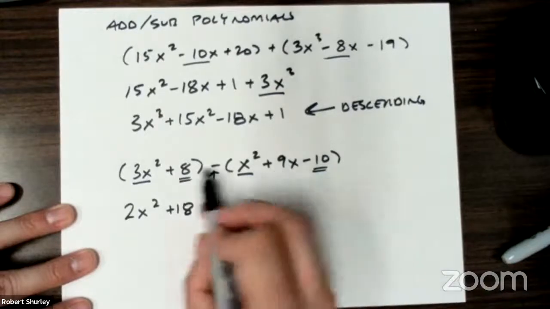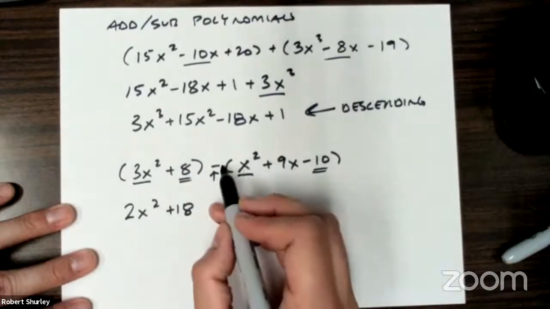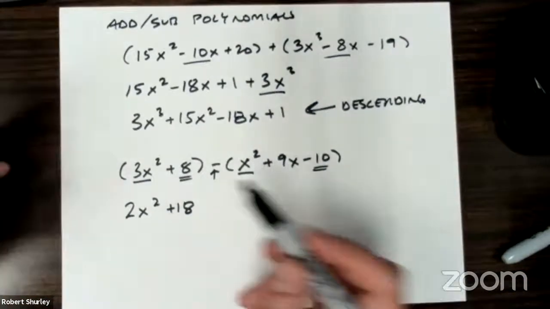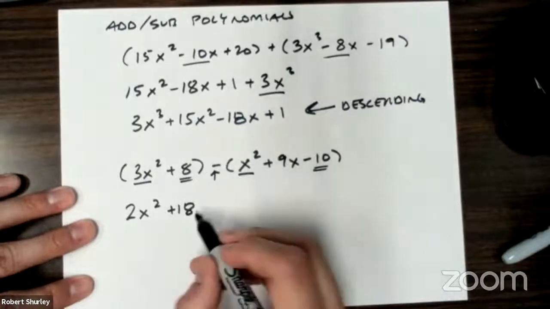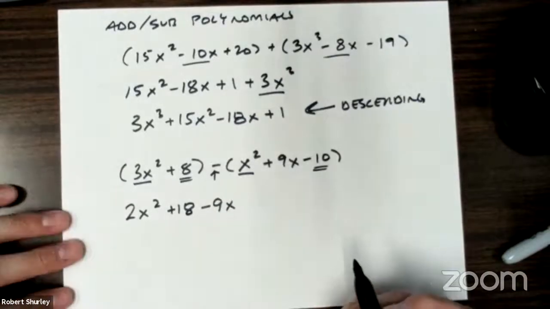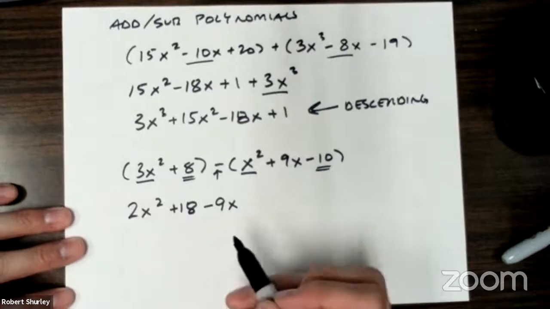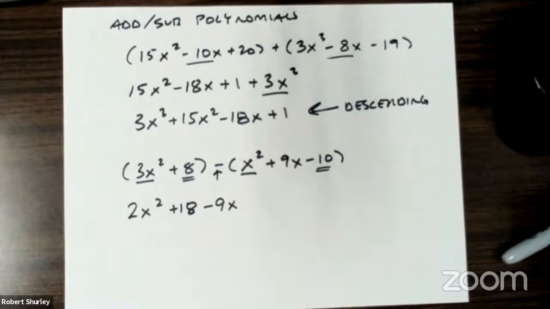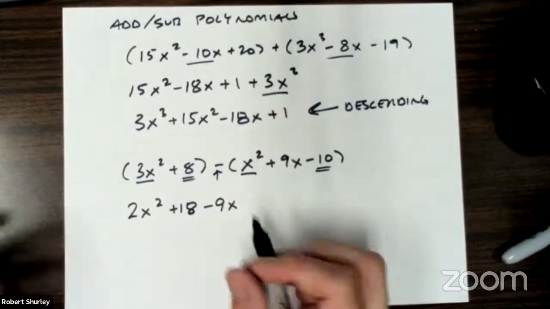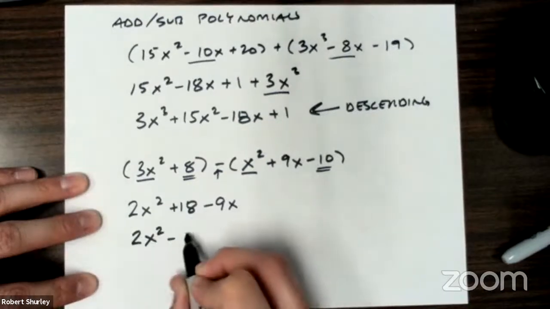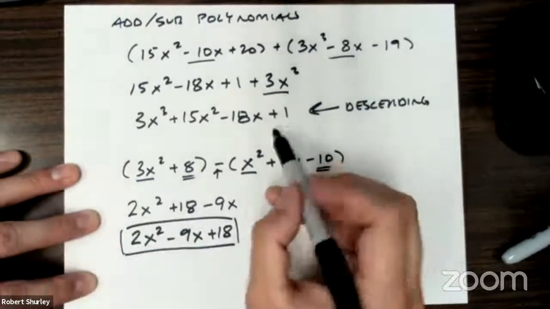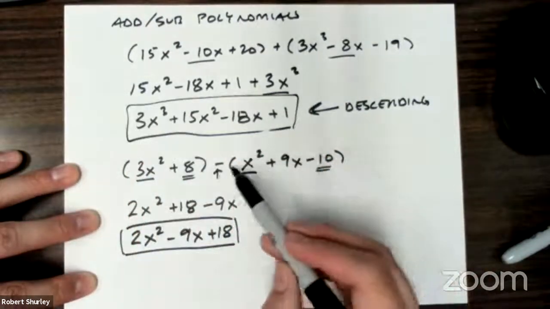The 9x did not combine with anything in the first set, so it's really like saying 0 minus 9x. You can think of it like that, but you distribute the negative to the 9x, and you wind up with a minus 9x. Now, again, this isn't descending order. I'm going to get in the habit of writing these in descending order because I believe your book answers them in descending order. So it's not a bad habit to get into anyway. So 2x squared minus 9x plus 18. Okay, and that is my polynomial after I combined with subtraction.